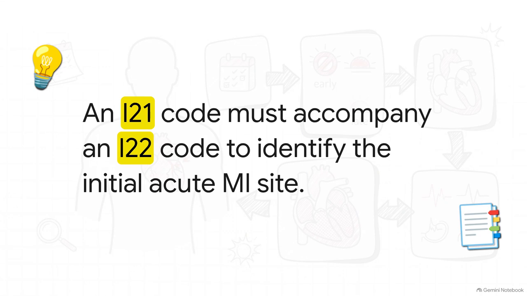And the biggest takeaway here? An I22 code literally never flies solo. An I21 code must always accompany an I22 code. Why? To explicitly identify the site of the initial acute MI and to clinically indicate that the patient is still within that critical 4-week healing timeframe. They are a package deal that paints the whole clinical picture.